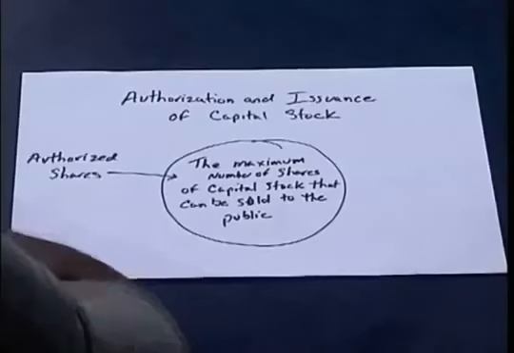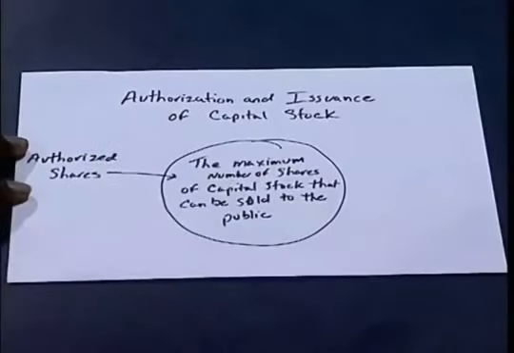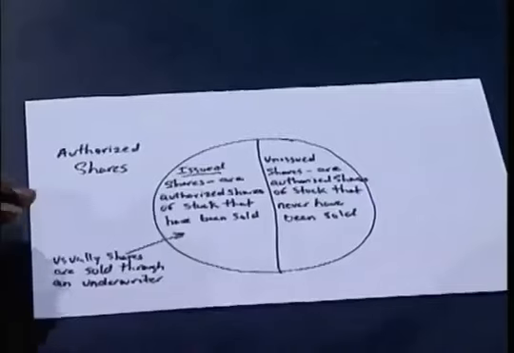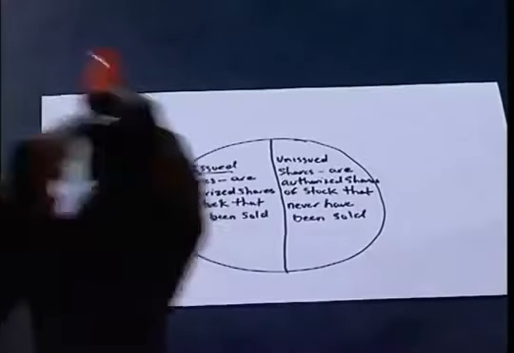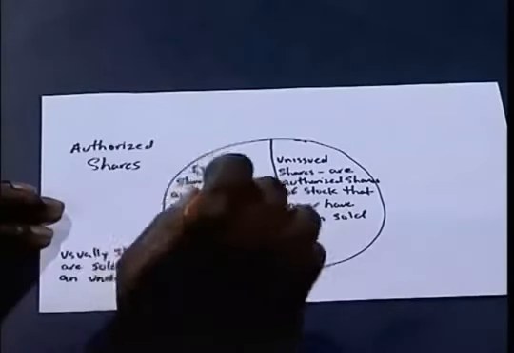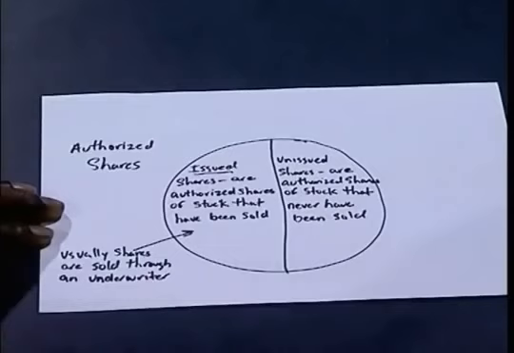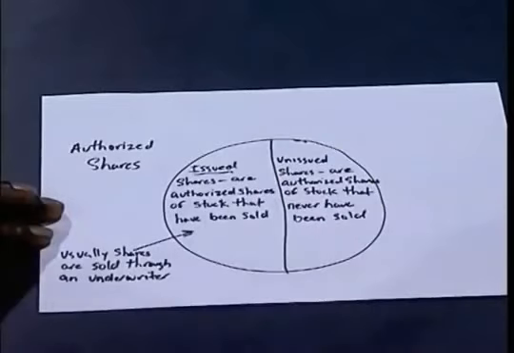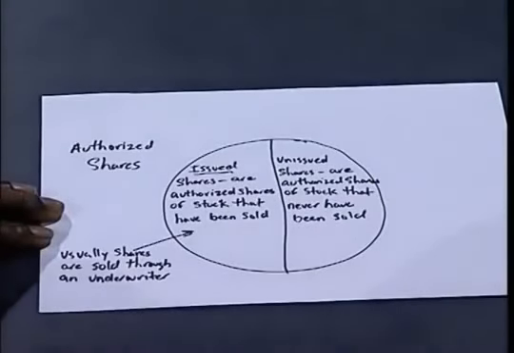Authorized shares. Authorized shares is the maximum number of shares of capital stock that can be sold to the public. Authorized shares is the total number of shares that can be sold. Now, once you sell the shares, they become issued. So issued shares are authorized shares of stock that have been sold. Unissued shares are authorized shares of stock that have never been sold.